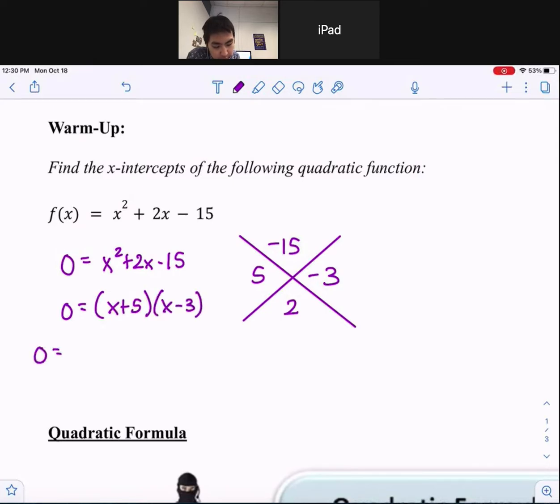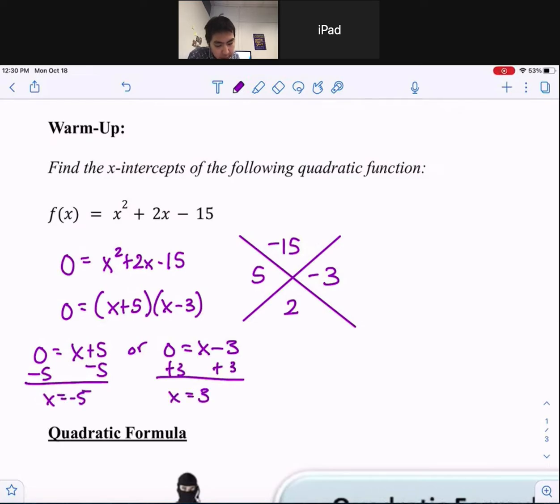So we set both of the factors equal to 0 so that we can solve for x. Subtract 5 from both sides, add 3 to both sides. So we have x equals negative 5 and x equals 3. So normally we would write our x-intercepts like this, but we can write our solutions we found for x as this. So if it's in the brackets, that means that those are our solutions.